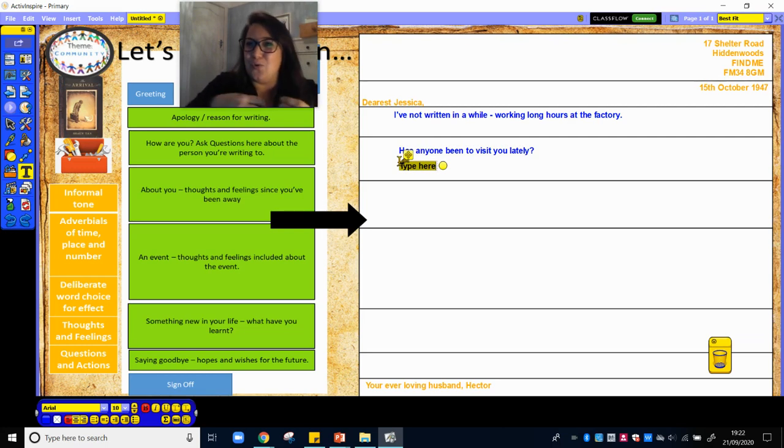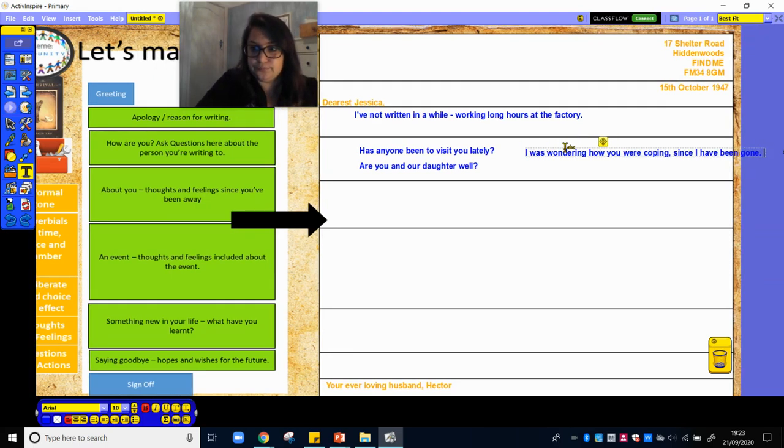Remember, I can put this all in the right order that I want to use it in when I get to my writing process. Has anyone been to visit you lately? Are you and our daughter well? I was wondering how you were coping since I have been gone.